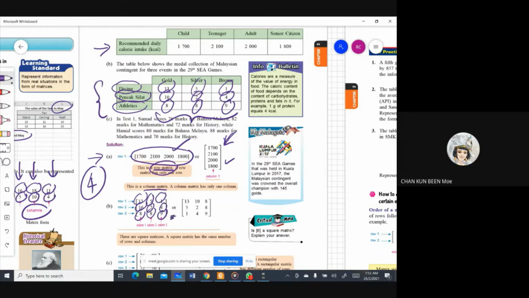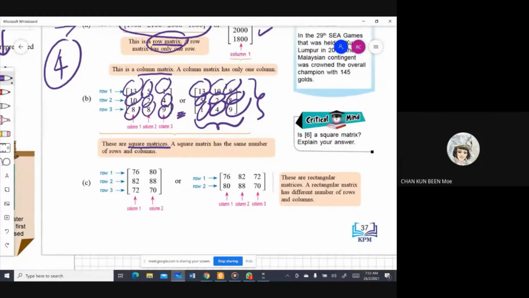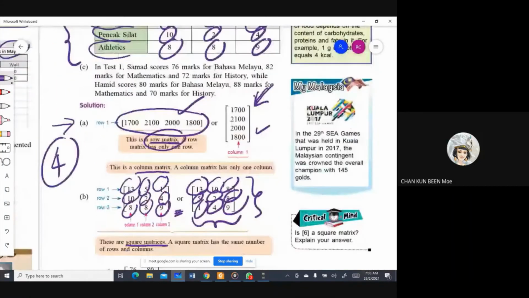Or you also can represent it the other way around. For example, 13, 10, 8, you represent it as a row. 13, 10, 8. 5, 2, 8. 1, 4, 9. When you have the same number of rows and the same number of columns, we call it a square matrix. So you can see here, these are square matrices. A square matrix has the same number of rows and columns. Now we look at the next one.